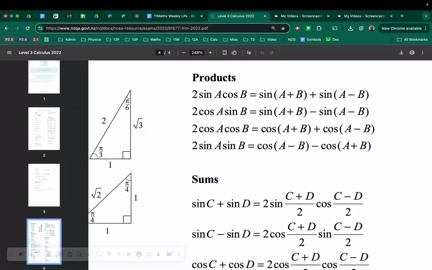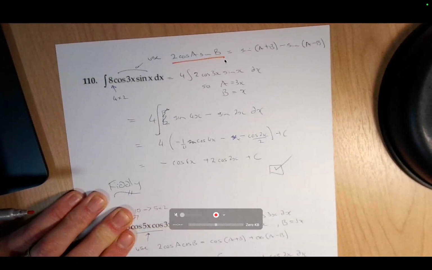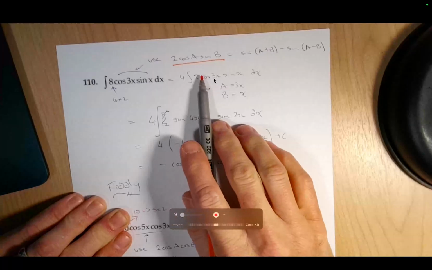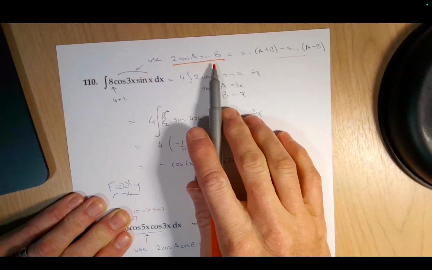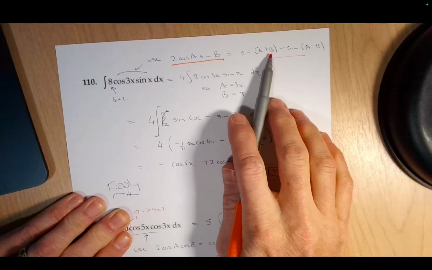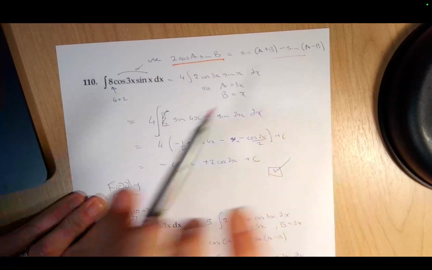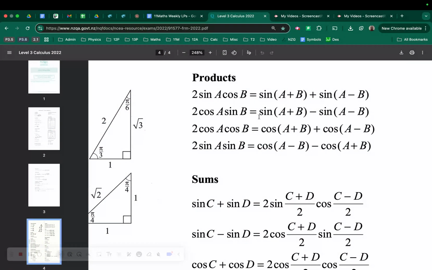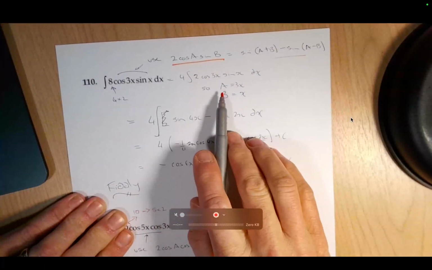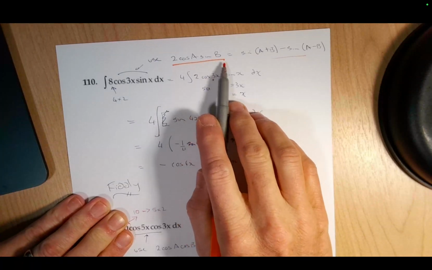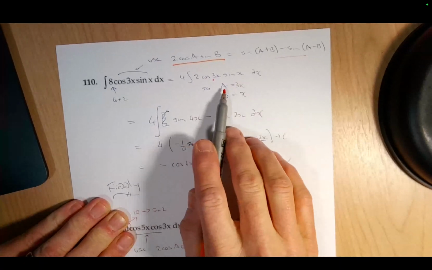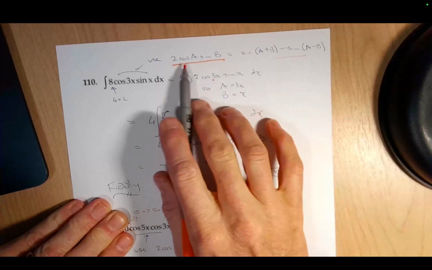So what that means is the A here is 3x. Now, look what I've just done here. I've written out the trig identity, just to confirm that. So cos A sine B is sine brackets A plus B minus sine A minus B. That's what I've just talked about right there. And obviously, I'm going into a bit more detail here. I'm saying let A equal 3x, let B equal x.